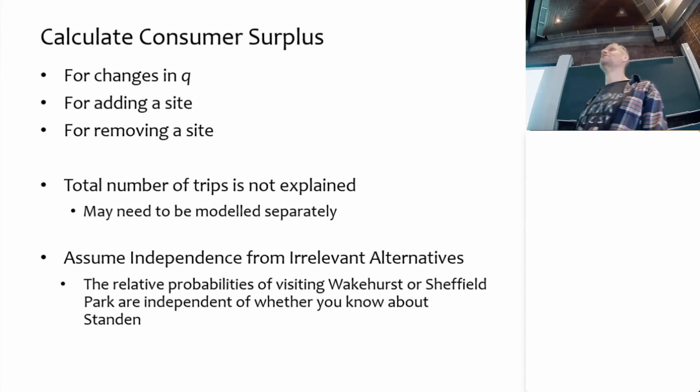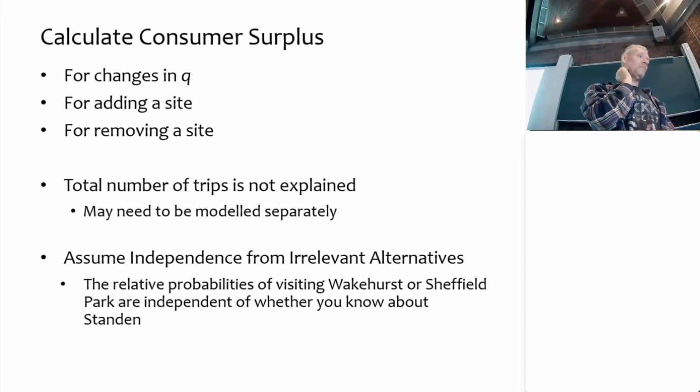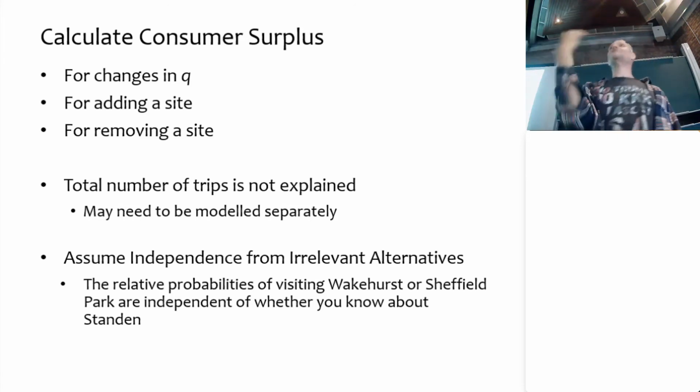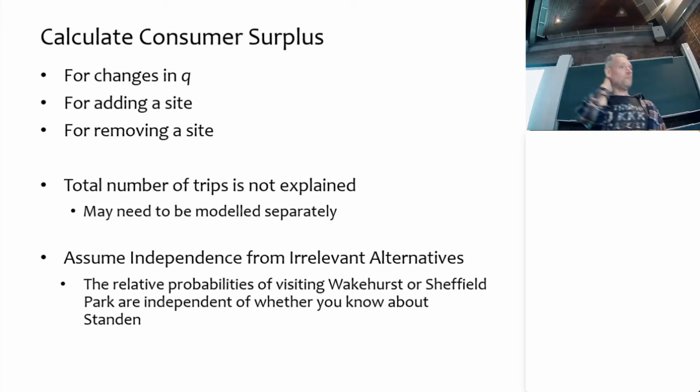There are a number of assumptions that you make here. What we don't explain is how often you go to the park. And that may need to be modeled separately. What is not in here is actually a love of variety. One day you want to go to one, and you may always prefer to go to Preston Park, but at a certain point you think, well, Preston Park looks remarkably like it did last week. Let's try something different. That is not included in here.